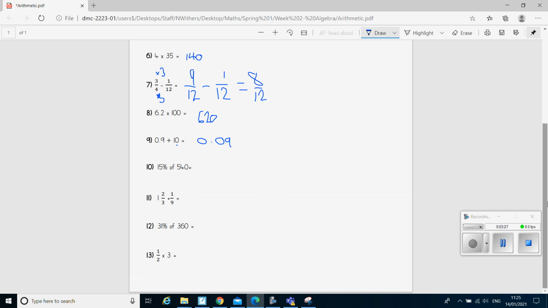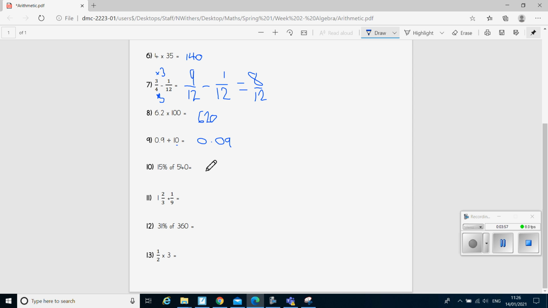Okay, question 10, a little bit trickier. We are finding 15% of 540. Okay, the way we've been doing it this week in the videos, we've been finding 1% and then multiplying by the amount of percent we need to find. So that's what I'm going to model to you now. The other way of doing this was to find 10% and then half it and find 5% and add those together. Both ways would get you the same answer.